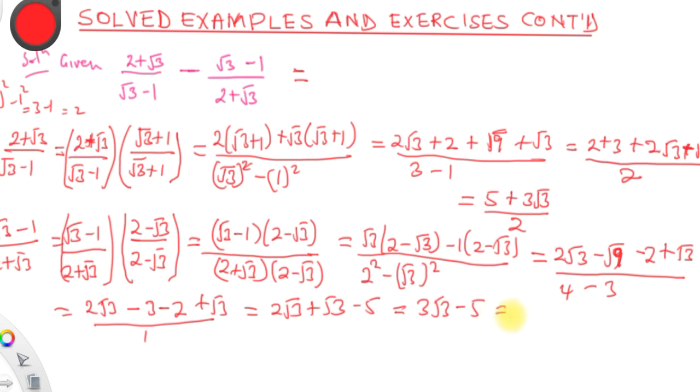In other words, this is the same as negative 5 plus 3 root 3. I'll write it as this. So this is the answer we have for this, and the previous answer, the answer for the first term. So this one minus this is equal to the result, which is 5 plus 3 root 3 all over 2.